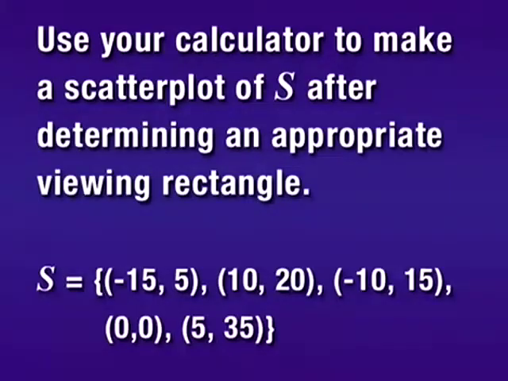Use your calculator to make a scatter plot of S after determining an appropriate viewing rectangle. S is equal to the set of ordered pairs (-15, 5), (10, 20), (-10, 15), (0, 0), and (5, 35).